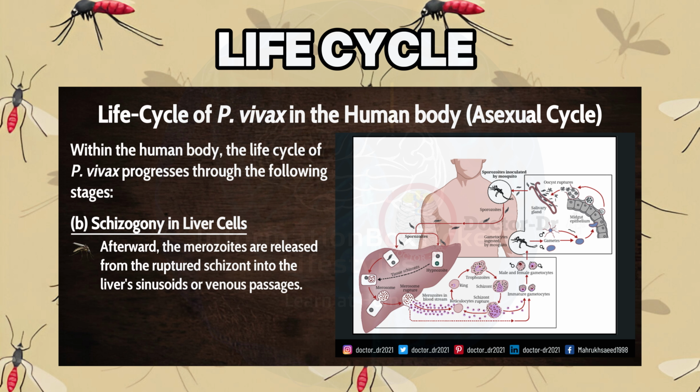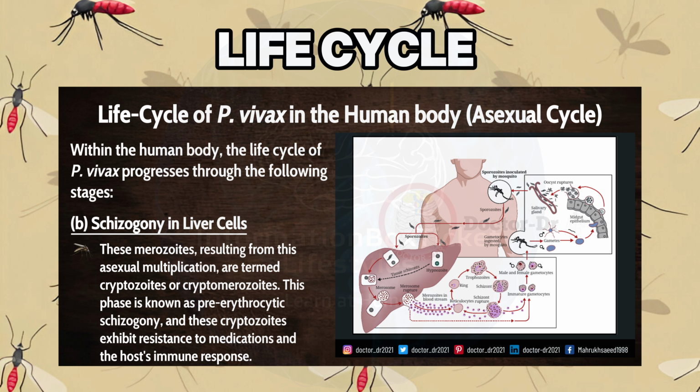Afterward, the merozoites are released from the ruptured schizont into the liver's sinusoids or venous passages. These merozoites, resulting from this asexual multiplication, are termed cryptozoites or cryptomerozoites. This phase is known as pre-erythrocytic schizogony, and these cryptozoites exhibit resistance to medications and the host's immune response.